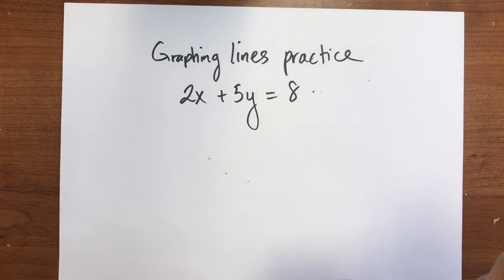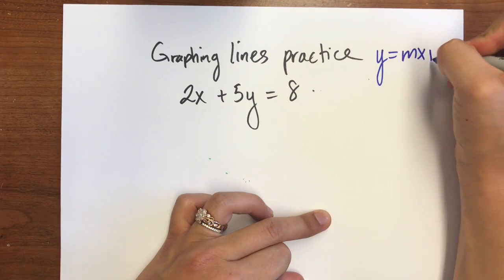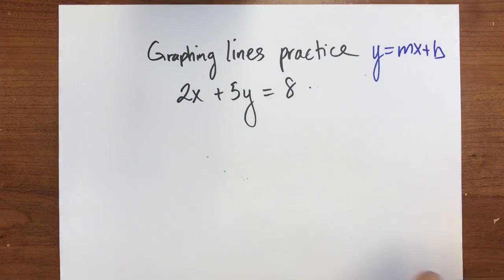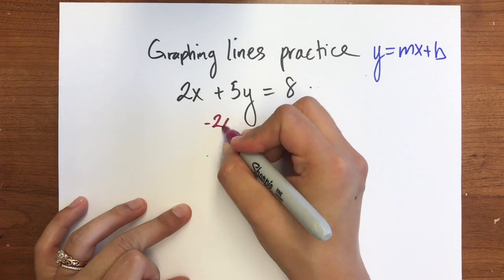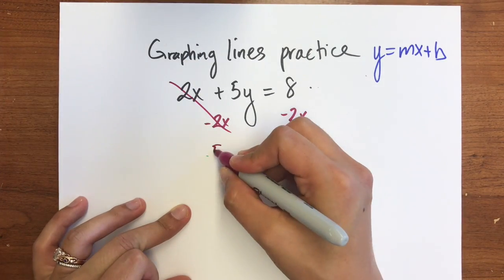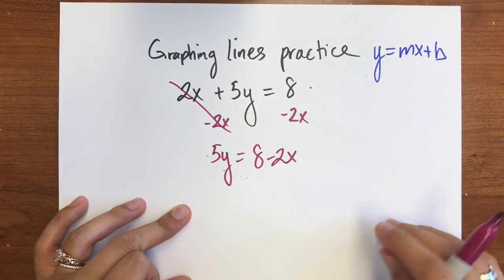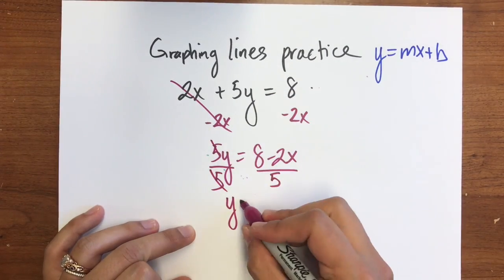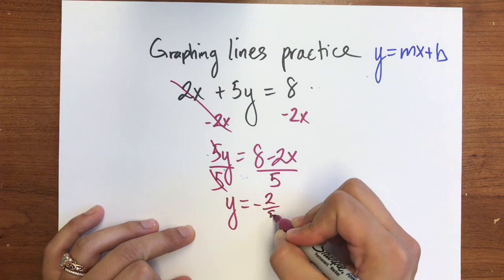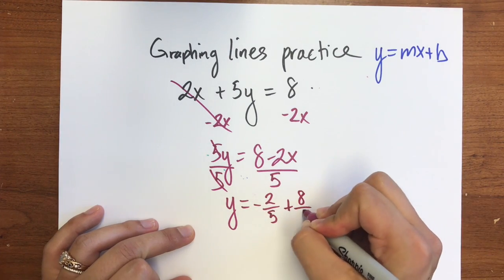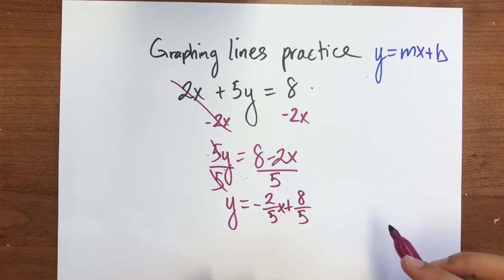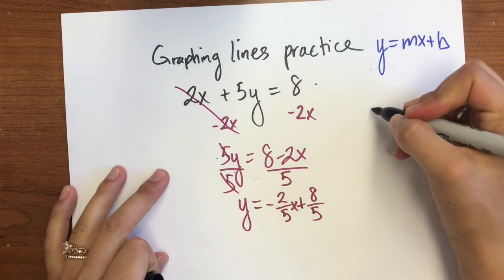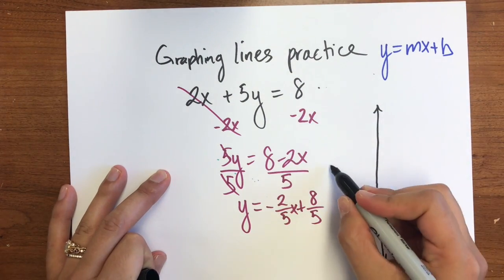So we have 2x plus 5y equals 8. Now every time we graph a line, we're going to use the form y equals mx plus b. Okay, it's a much easier form to graph off of. So we're just going to solve this equation for y on one side. So we're isolating y by itself and we get everything onto the other side. So we end up dividing both things by 5 to get negative 2/5 x plus 8/5.